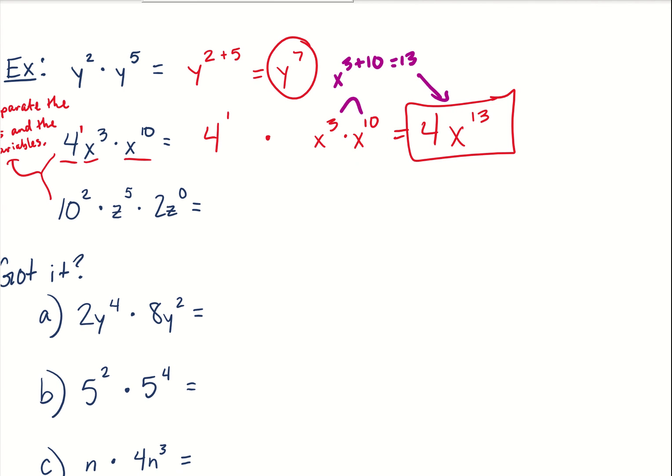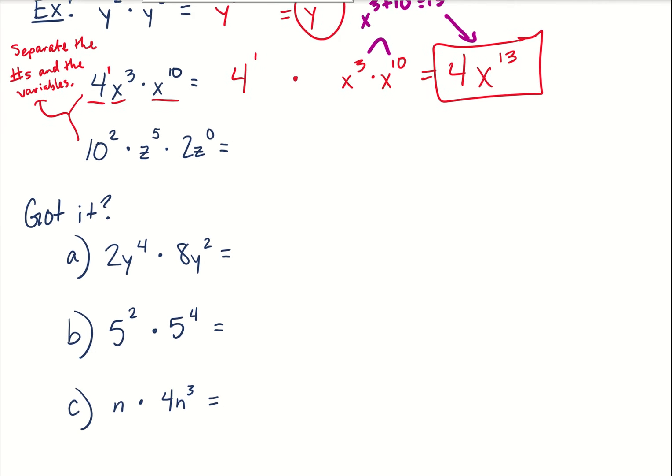So just remember a couple things that are kind of tricky. Number one, if there's no exponent on a number or variable, the exponent is 1. The second thing that was a little bit tricky, you want to go ahead and separate out your numbers and your variables. Do them separately and then multiply them together and combine them.